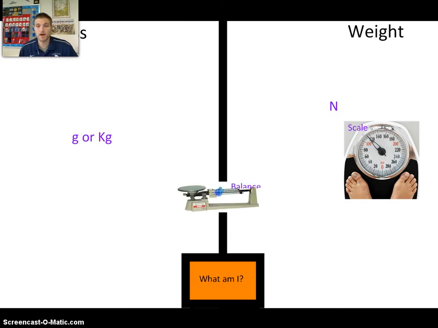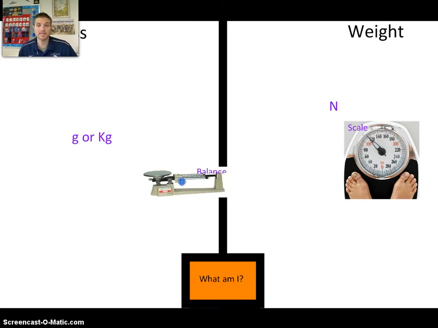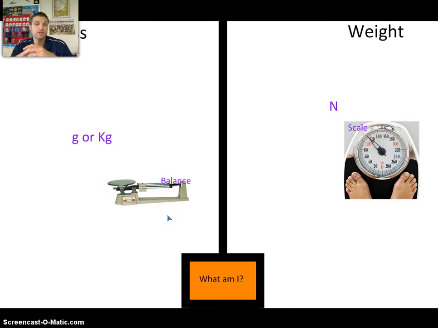All right? Now, if I put something on a balance, that's going to tell me the mass, because the balance tells you how much matter is in something, and that's what mass is. It's how much matter is in something. The reason weight changes is because it has to do with gravity. So when I go to the moon, my weight changes because there's different gravity.